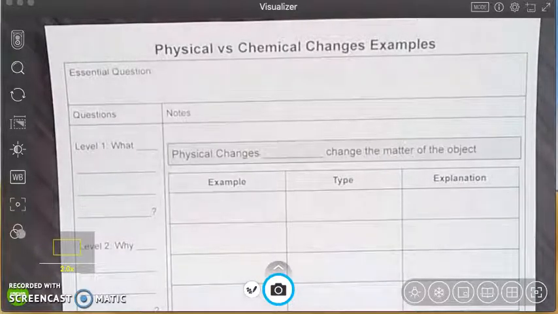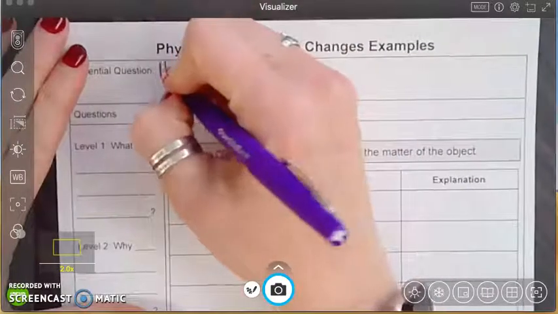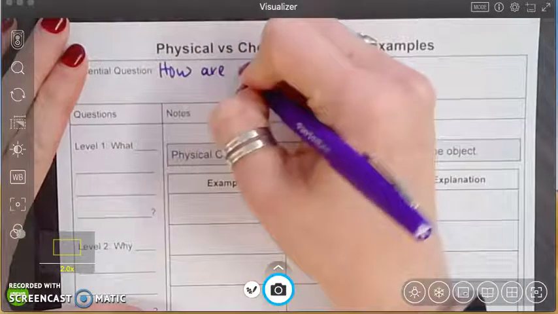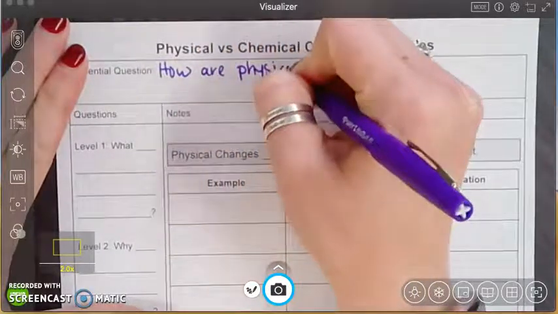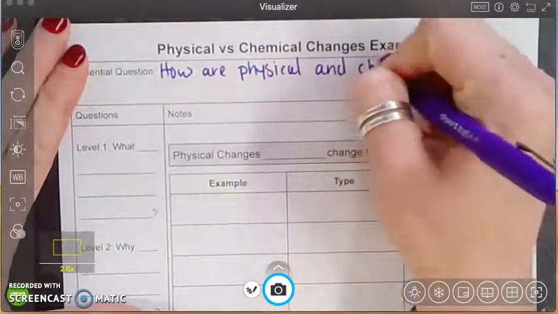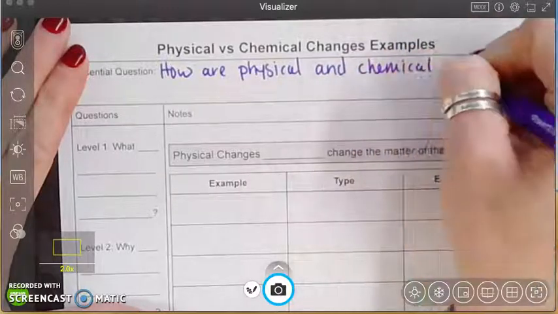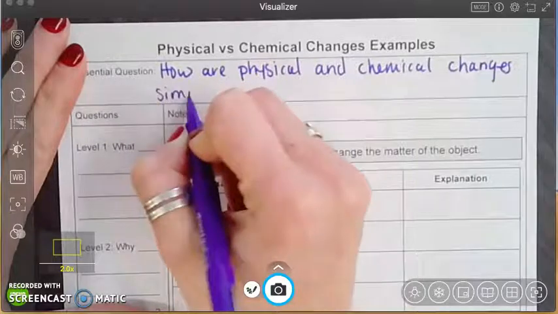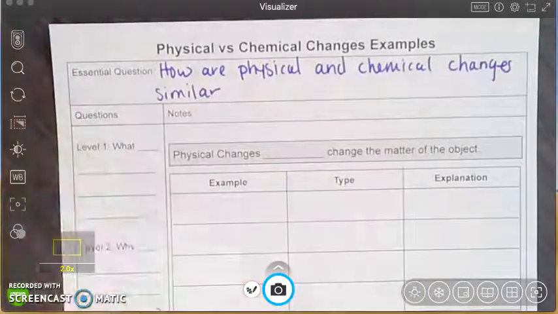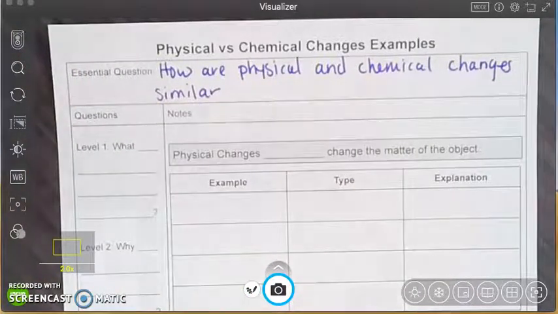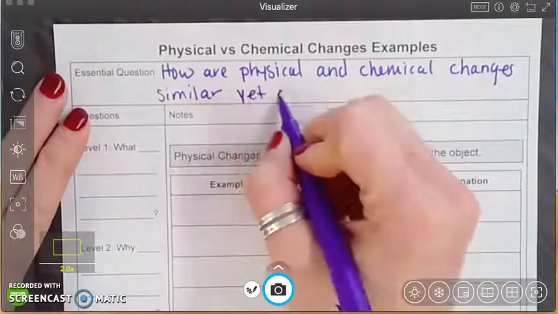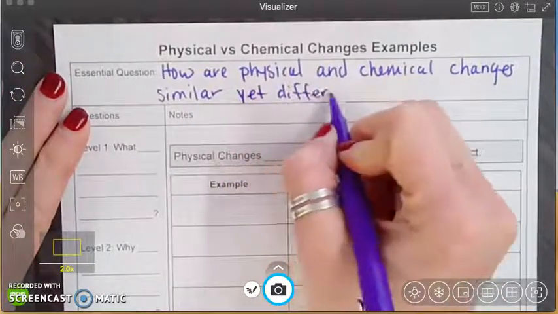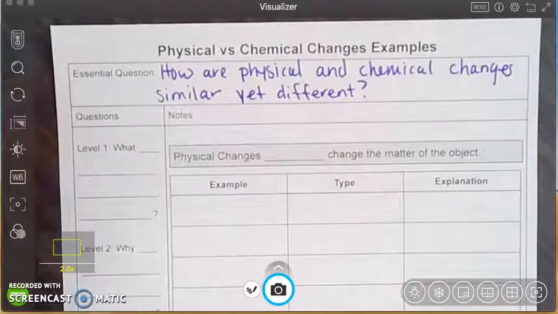All right, so the first thing that we need is our essential question, which is going to say, how are physical and chemical changes similar, because they do share one thing, yet different. So we are comparing and contrasting.